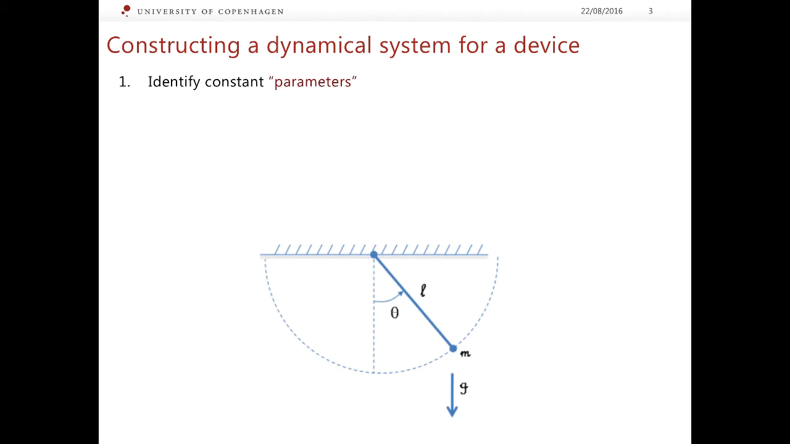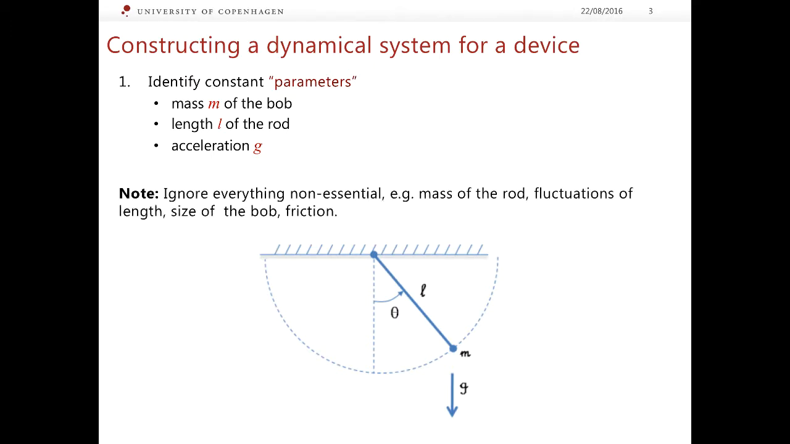In constructing a dynamical model for this device, the first step is to identify the so-called parameters. Parameters are such quantities which we assume constant, unchanged throughout the system behavior. The first obvious parameter is the mass of the bob, which we assume a constant. The second parameter is the length of the rod. And finally, it is acceleration g due to gravity.